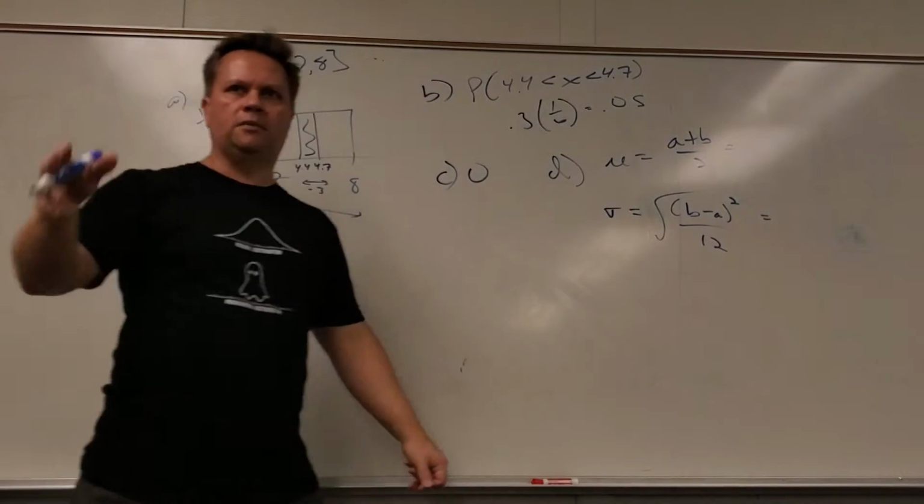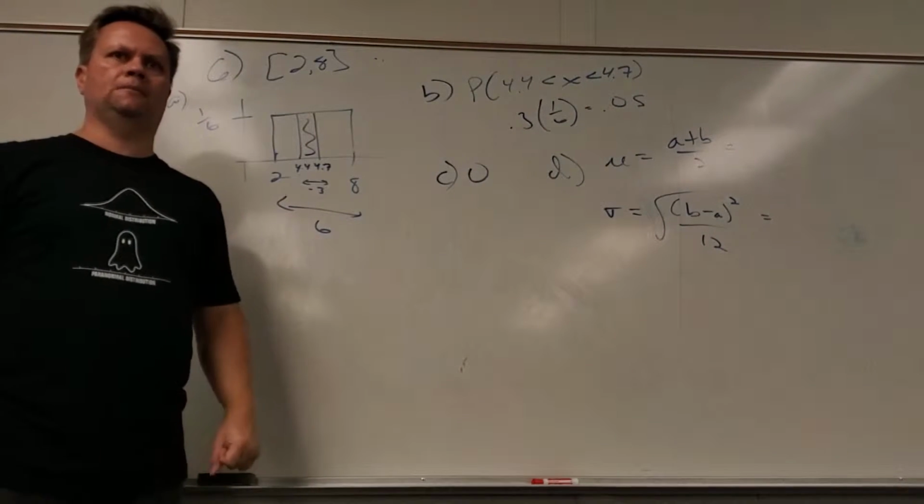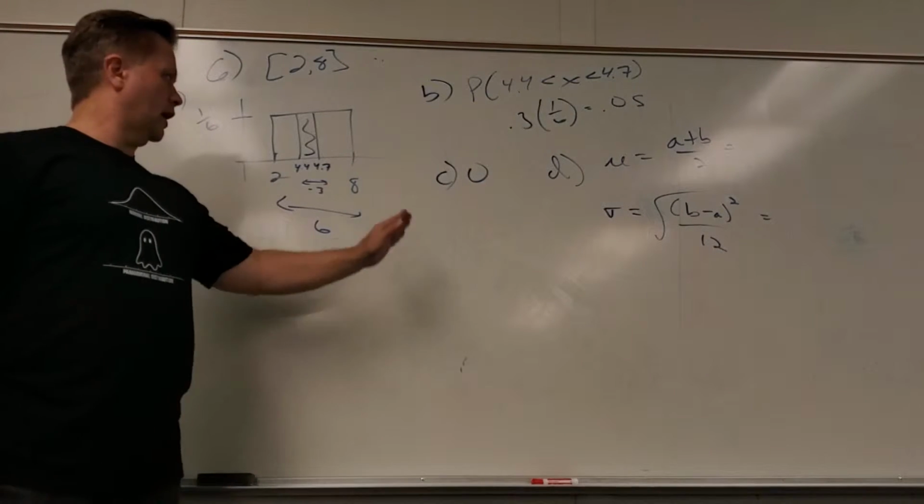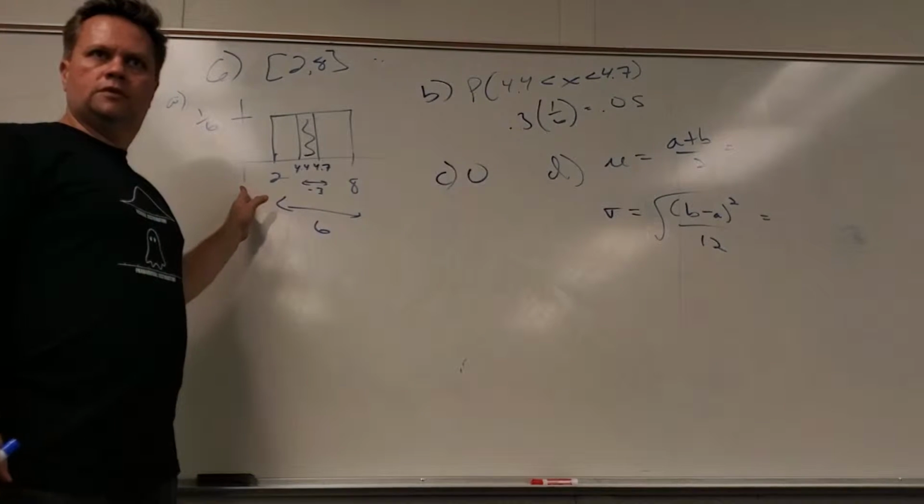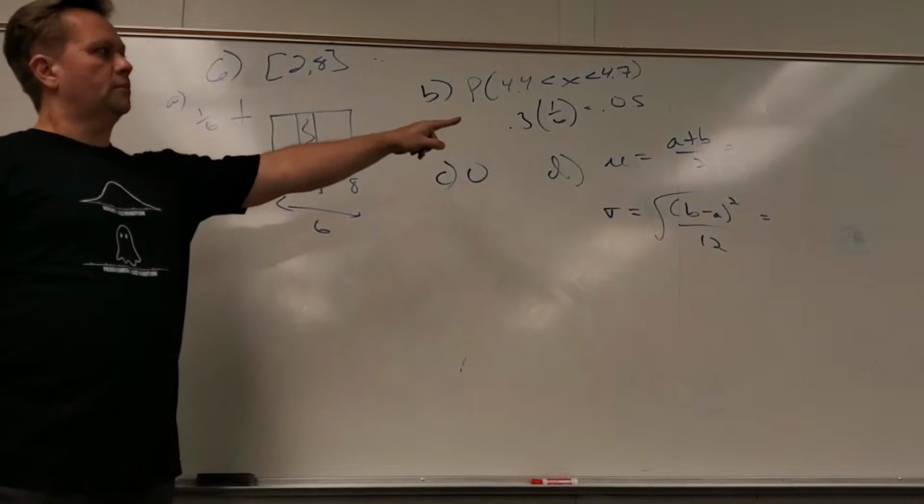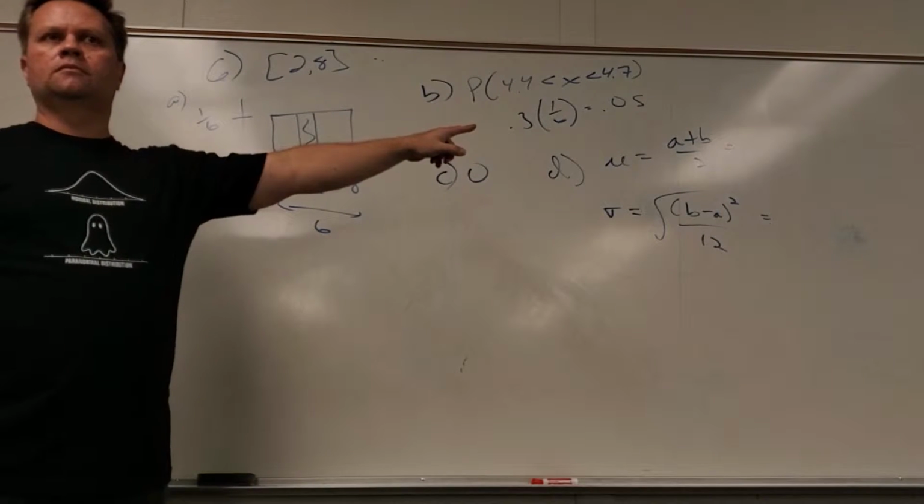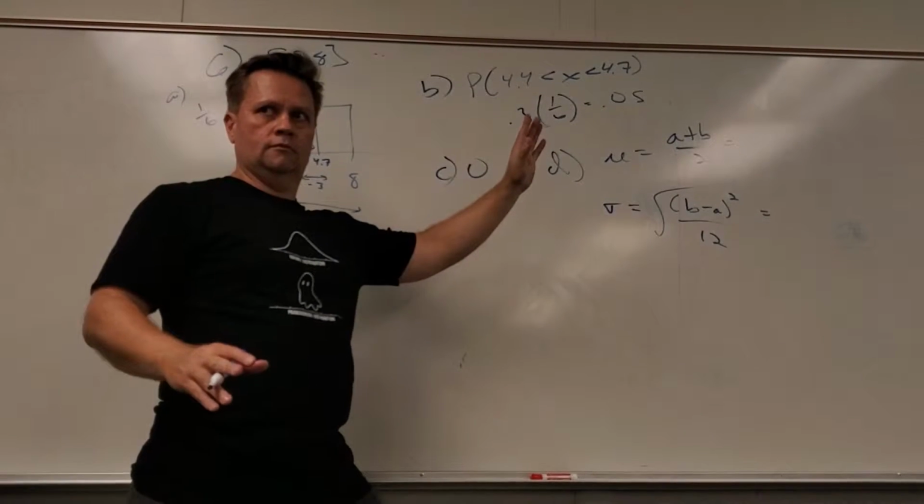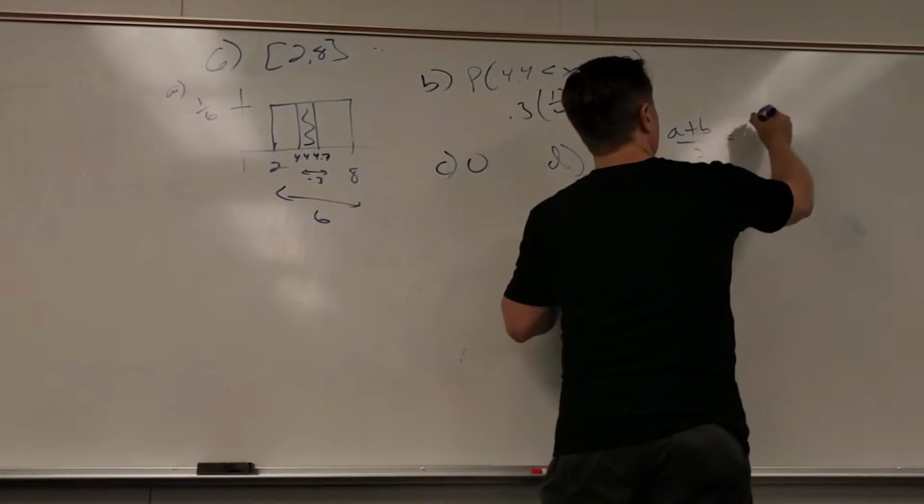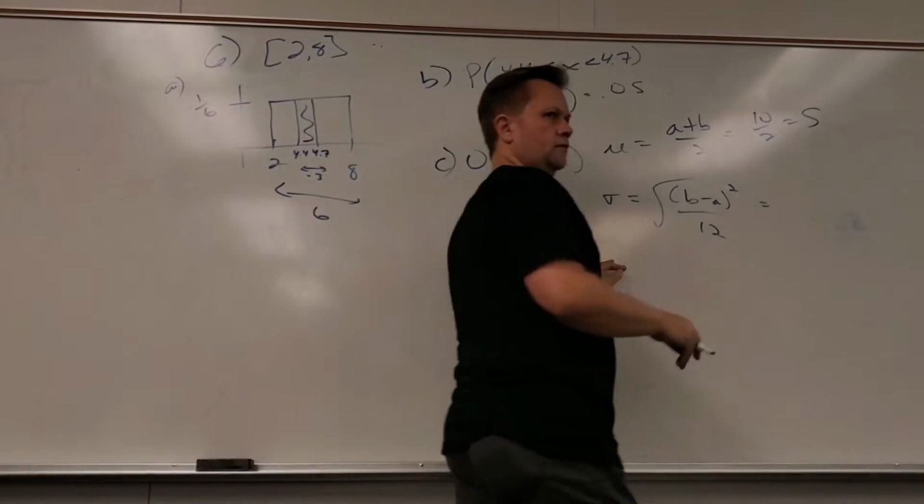So part D says find the mean and the standard deviation. What's B and what's A? 2 and 8. Yeah, 8 is B, 2 is A. So you just got to plug those in. So the mean is 5.